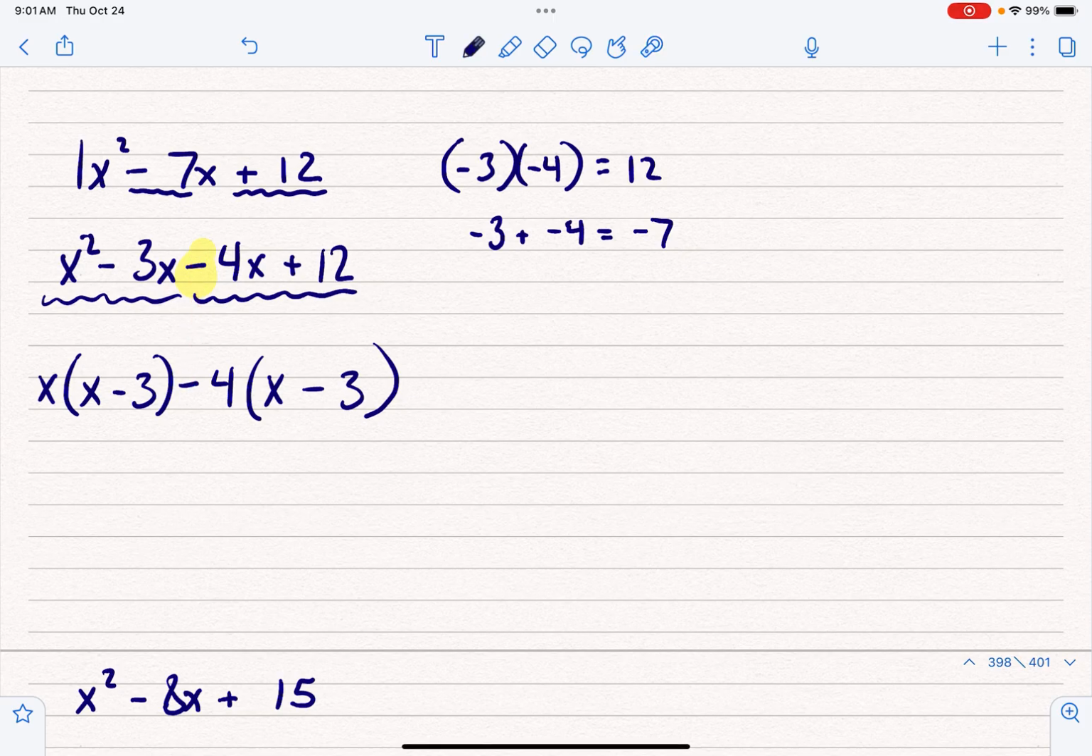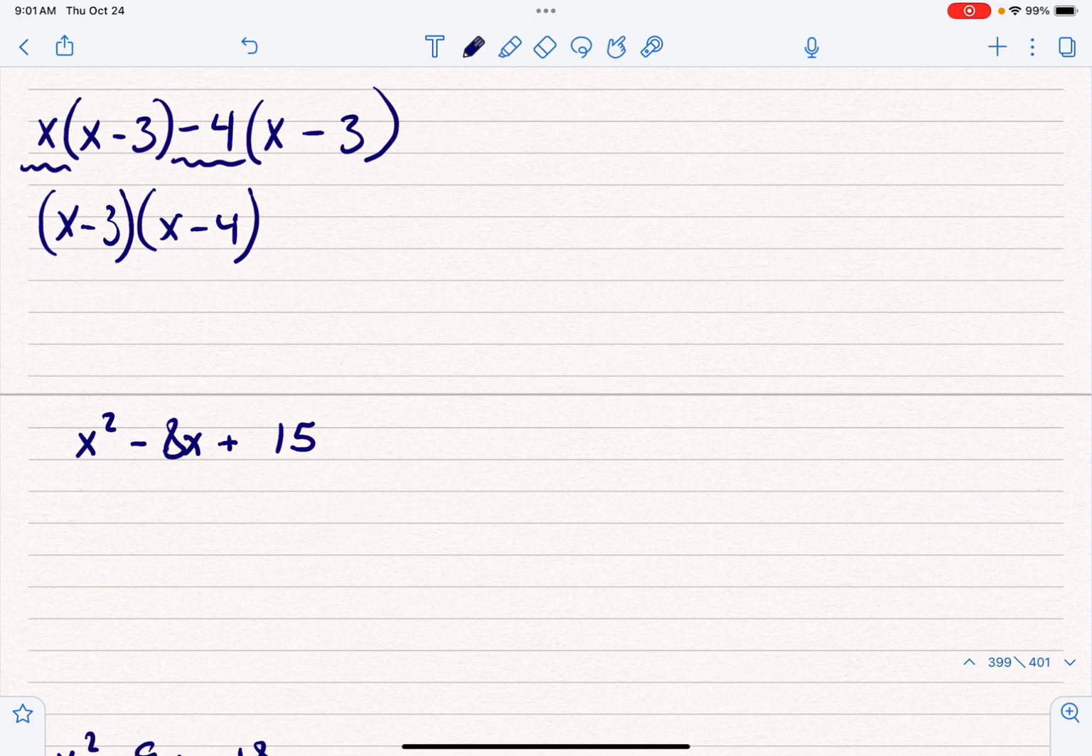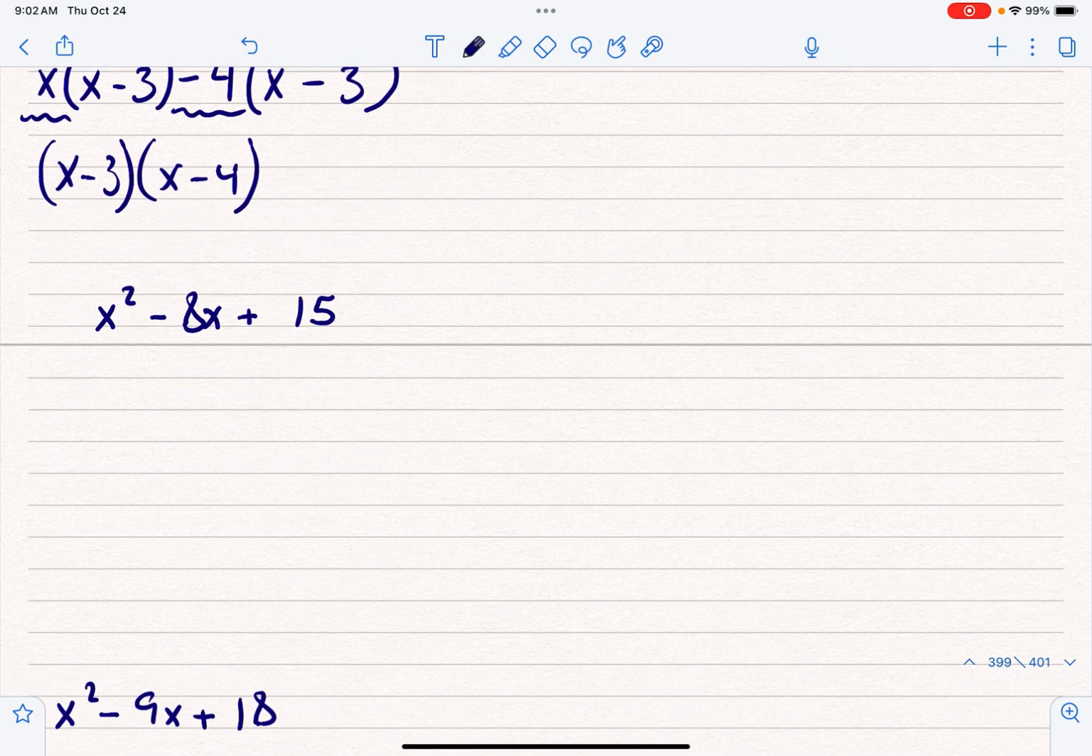Okay, and now you factor out that x minus 3 to the front, and you get x minus 3 times x minus 4. Okay? And same thing. There's nothing different about this. It's the same situation every time. The only thing different is that I'm factoring out that negative on the second set of terms.